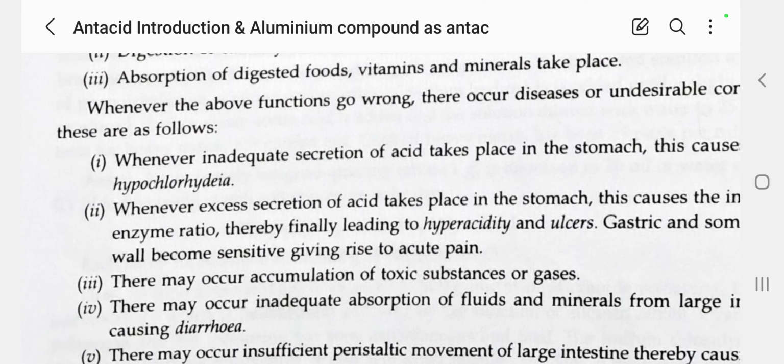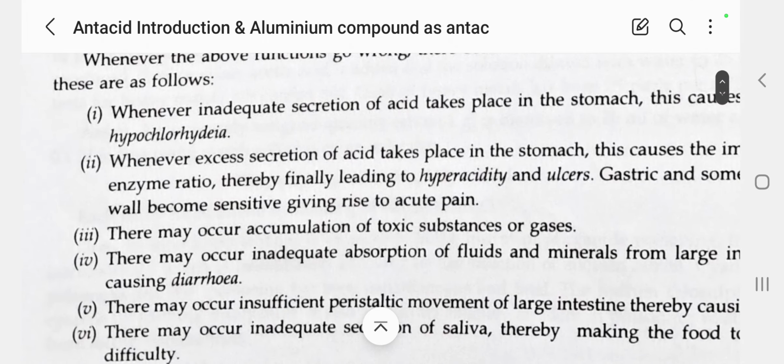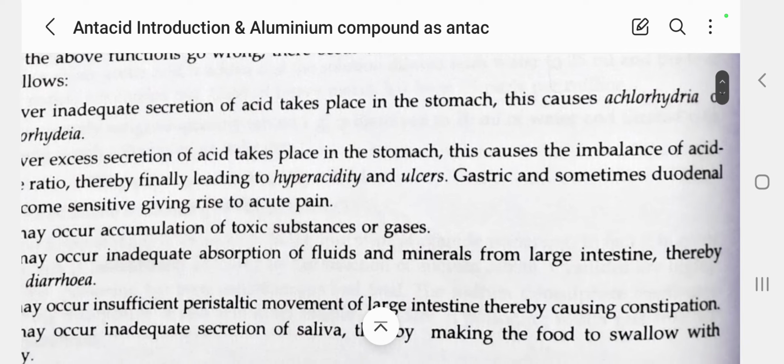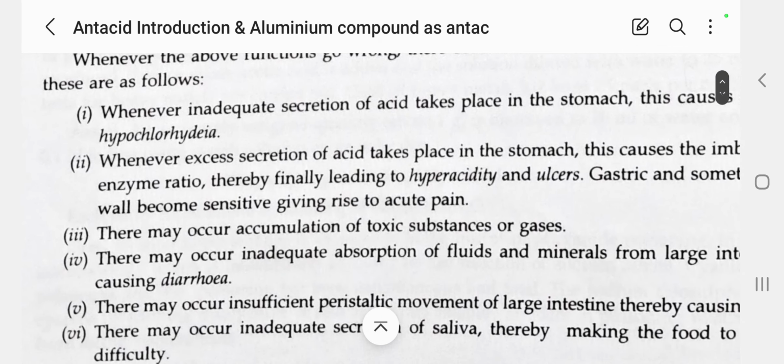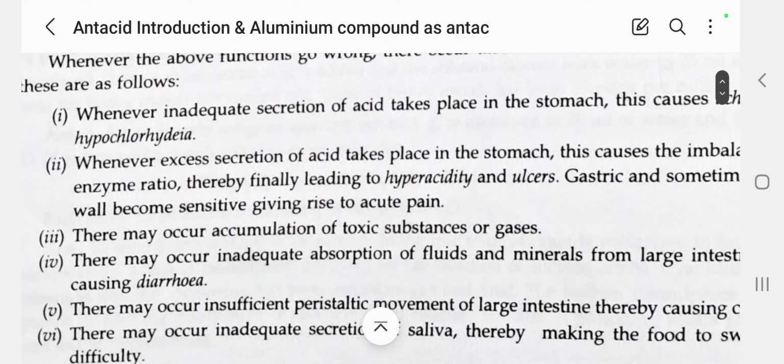Whenever excess secretion of acid takes place in the stomach, this causes an imbalance of acid enzyme ratio, thereby finally leading to hyperacidity and ulcer. Gastric and sometimes duodenal wall becomes sensitive, giving rise to acute pain. There may occur accumulation of toxic substances or gases.